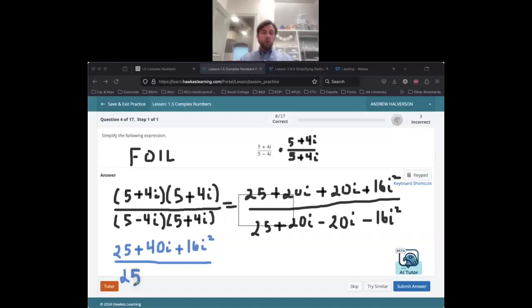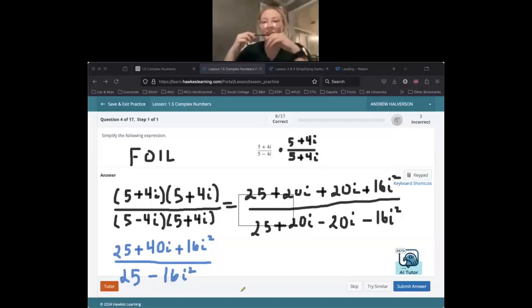So this becomes 25 minus 16i squared. Normally, you would be done at this point, but we're dealing with i's. So you have to always check yourself. Can I simplify the i's anymore? Can I add 40 and 16? Sorry, 40 and 16 can be added together since they're on the same side together, right?